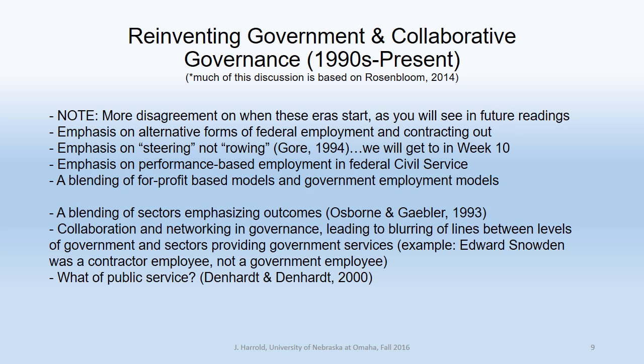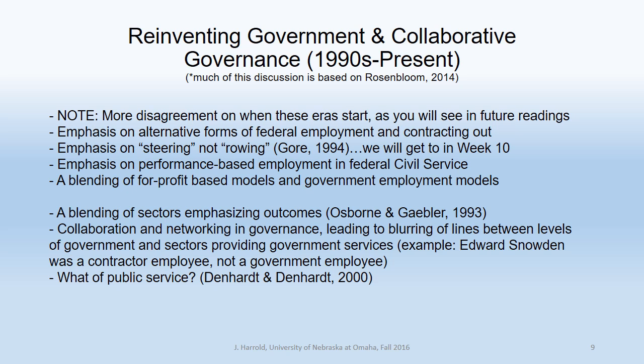And so finally, Rosenblum talks about the era of reinventing government and collaborative governance. Again, a lot of people would break those up into 2 eras, but it's okay for right now. In the 90s, what we saw was, if you ever read Reinventing Government by Osborne and Gaebler in 1993, that was the basis of President Clinton's much ballyhooed attempt at reinventing the federal government, and he put Vice President Al Gore in charge of that.